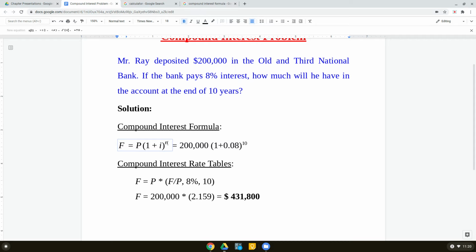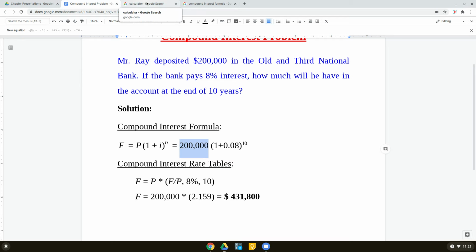And if you want to calculate not the future value, the total amount, but just how much interest he earned, what you can do is take this formula and subtract the principal amount P, which is $200,000, from that, and that will give you the interest amount, how much interest Mr. Ray has earned. But we want to calculate the total amount, right? So the formula is good. So we can put the numbers here: 200,000, 1 plus 8%, which is 0.08, to the power 10.